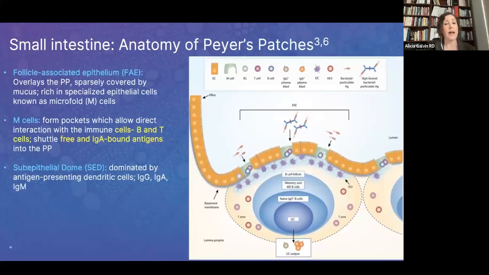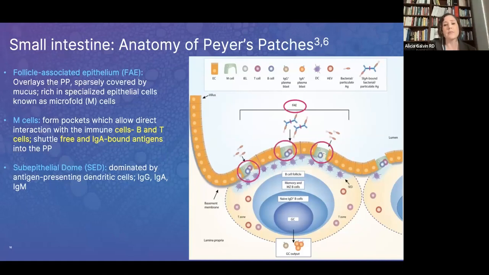If we break down the anatomy, we'll go through the anatomy first, and then we'll go through the function next. So this follicle-associated epithelium, or FAE, is just a certain section of the intestinal epithelium that's special. It's special because it overlays the Peyer's patch, and it's sparsely covered by mucus. Because of the way the immune system has to work to deal with any potential antigen or pathogen, you want that sparse covering of mucus, not non-existent, because you want some degree of separation, but you don't want it to be super thick.